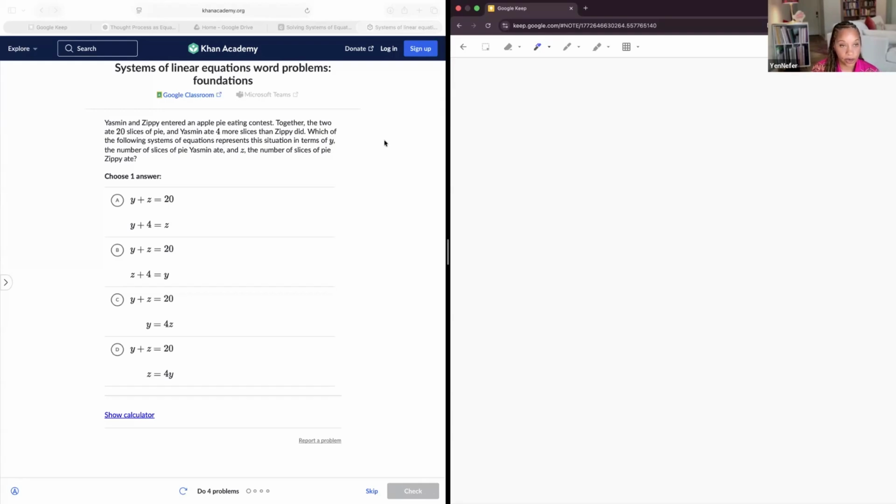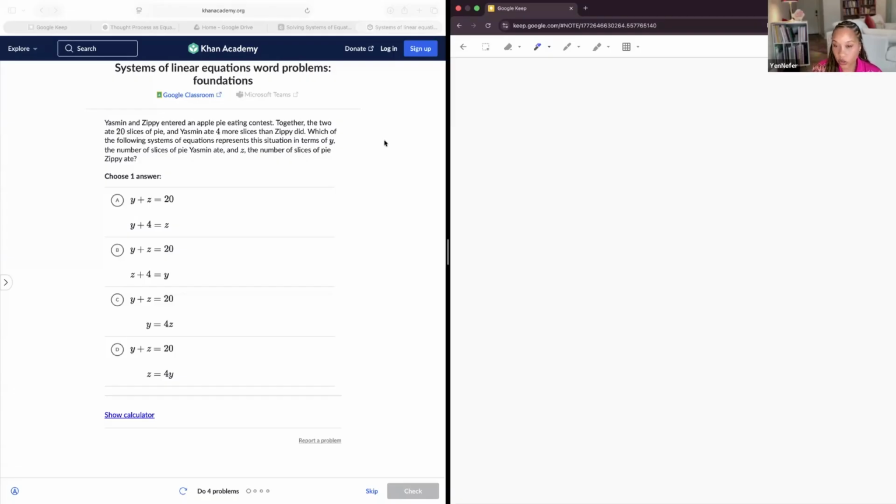So for this particular problem, we have Yasmin and Zippy entered an apple pie eating contest. Together, the two ate 20 slices of pie. That's key information right there. Together, they ate 20 slices of pie. And Yasmin ate 4 more slices than Zippy did. Which of the following systems of equations represent the situation in terms of y, the number of slices of pie Yasmin ate, and z, the number of slices of pie Zippy ate.